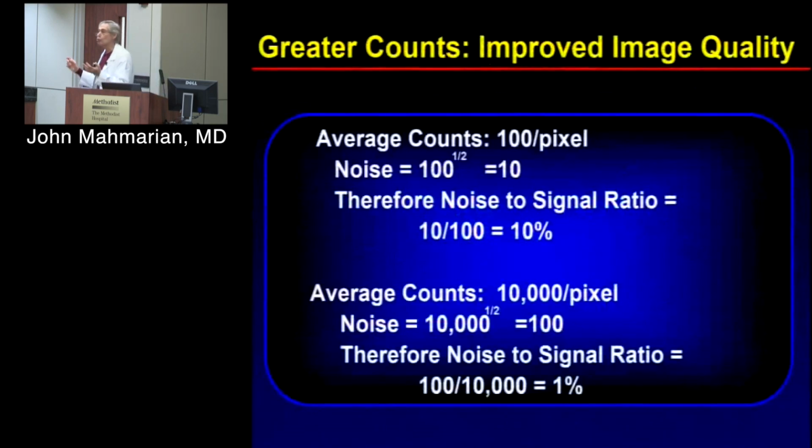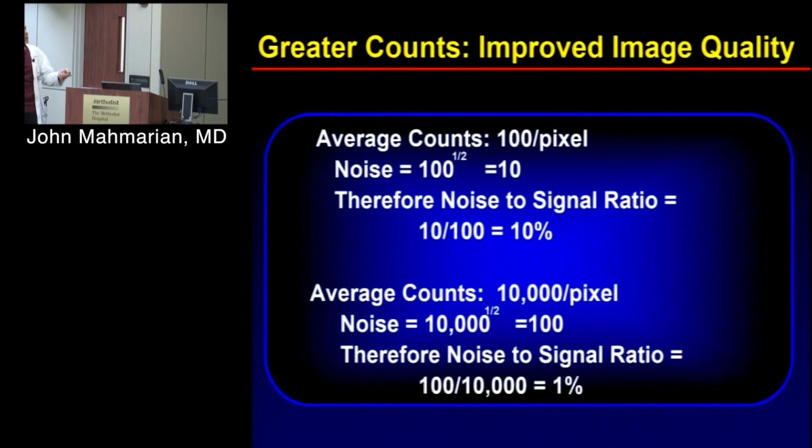The other concept is noise. Noise is very important, okay? And noise is basically 1 over the square root of the number of counts. So the more counts you have, and that's why we try to get as many counts as we can, the less noise you have.